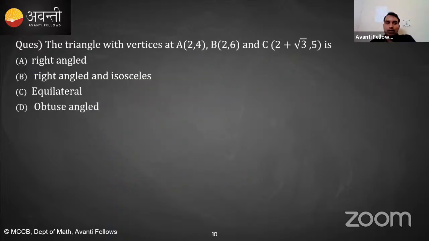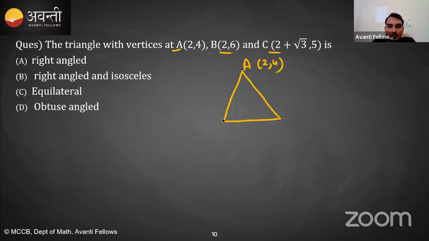Okay, so again, if I ask you a simple question: a triangle with vertices A, B, C is given. The triangle has 3 vertices given. This is vertex A which is 2,4, this is vertex B which is 2,6, this is vertex C which is 2 plus root 3, 5. The question is asking us to determine the kind of triangle, whether it is a right angle triangle, or right angle isosceles triangle, or equilateral triangle, or obtuse angle triangle, right? So how will we do that?